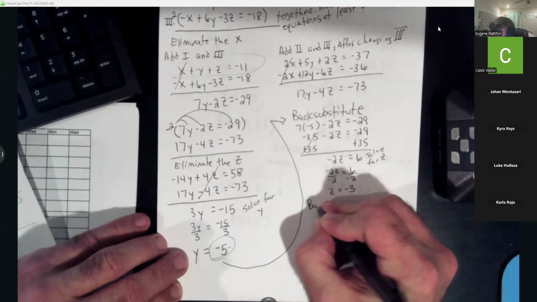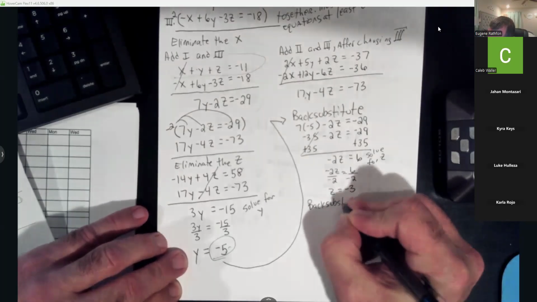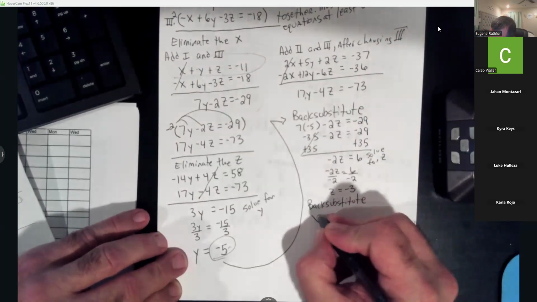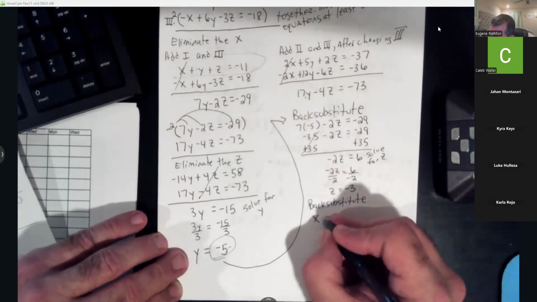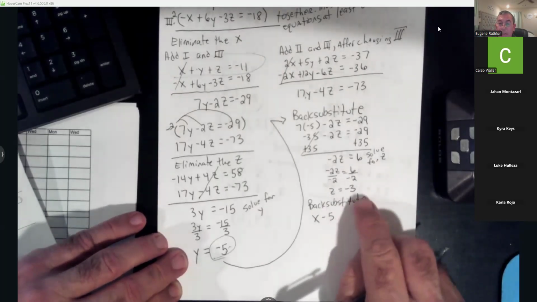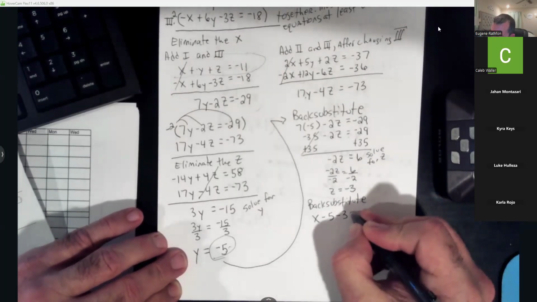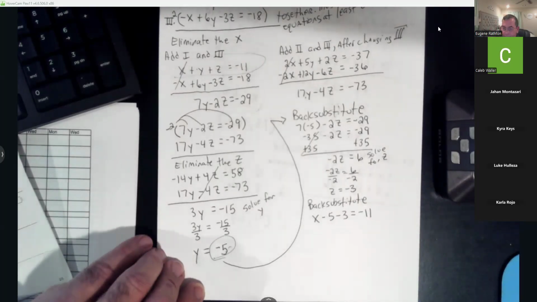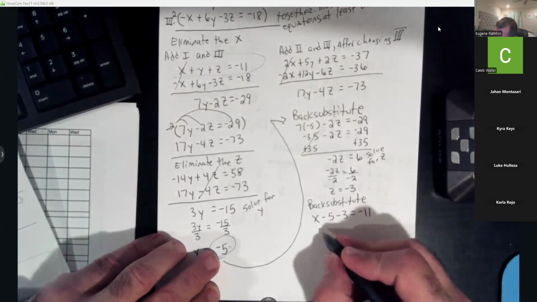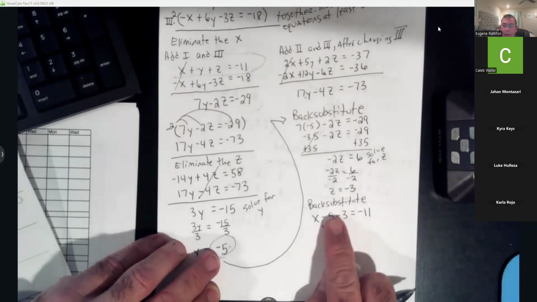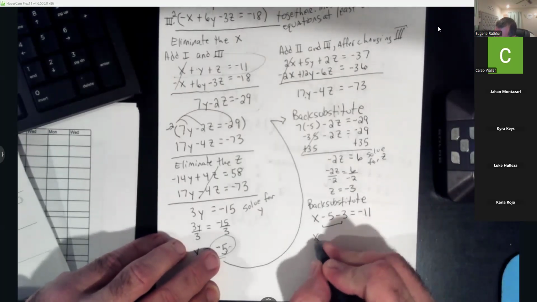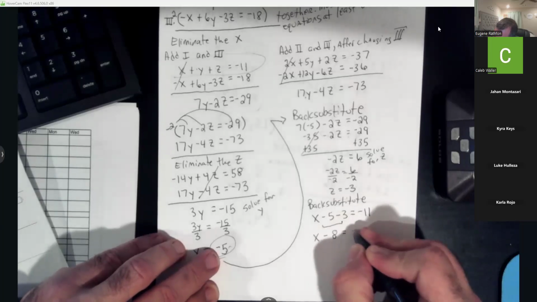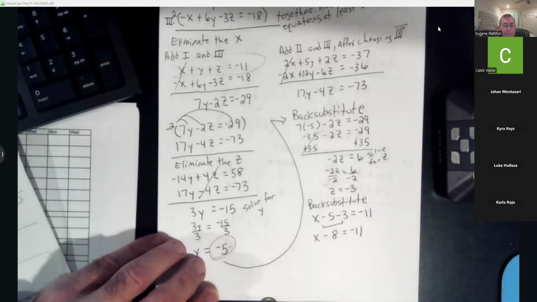So, back substitute for the second time. So I'm going to use x plus y, which is negative 5, plus z, which is negative 3. All of that is going to equal that negative 11. So, y'all, I've got like terms right there. I've got my x, negative 5 and negative 3 give me negative 8. That's going to equal negative 11.